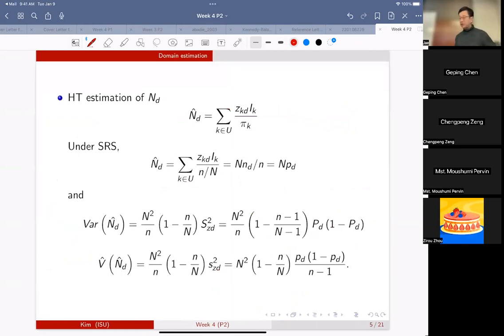Now we have an estimation. So now we have a sample and are talking about estimation. So the indicator, this is a sample selection indicator.